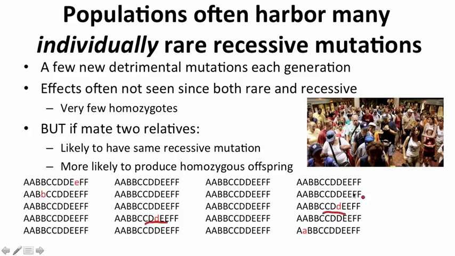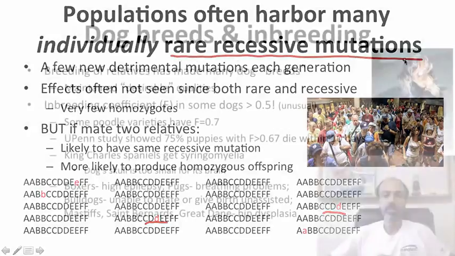In contrast, if they're, for example, self-fertilizing or breeding with their sisters or cousins, then you're much more likely to accidentally run into somebody who has that same bad mutation, and therefore to actually have the mutation's effect show up because you're making it homozygous. That's why you have inbreeding depression. It's this combination of inbreeding plus rare recessive mutations.